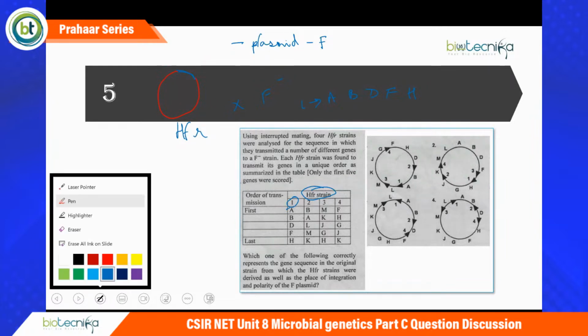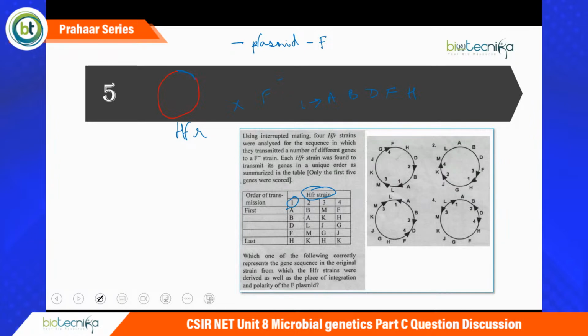Now let's draw the diagram. How do we do the gene map? This is an example of an interrupted mating experiment, so we see the order in which the gene markers are transferred from HFR to F minus. First, we will make a circle because bacterial DNA is circular DNA. Now for the first strain, A is going first, followed by B, D, F, H. So we write them one after another: A, then B, then D, then F, and then H.